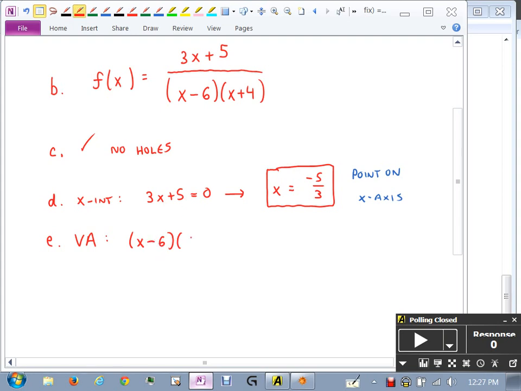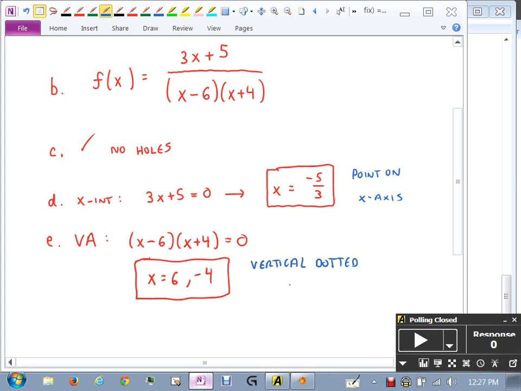That was minus 6. Set those to 0. You get two answers. X is 6 and X is negative 4. Now, what are these on our graph? What do those look like on our graph? Those are our vertical dotted lines. Yes. Barriers. They're like barriers, right?